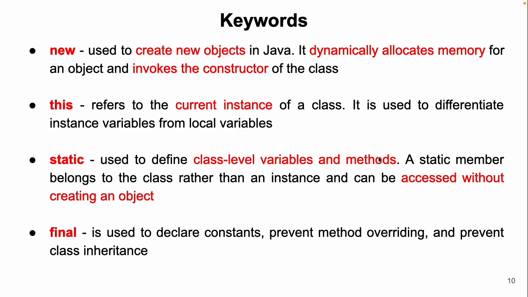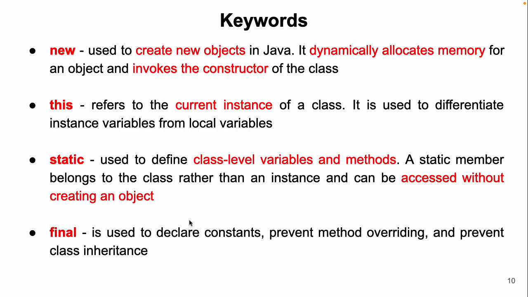It can be accessed without creating any object. That is why we define our main method as a static method. So the static keyword is applicable for both variable and method. If a variable or a method is defined as static, it can be accessed without creating an object. From the class we can directly access it.